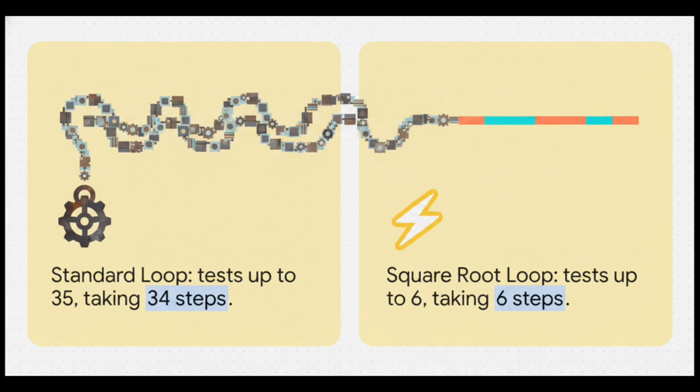But mathematically, factors repeat after the square root of a number. So instead of testing all the way up to 35, we only need to test up to the square root of 36, which is 6. We literally just slashed the computer's workload from 34 steps down to just 6 steps. That is the power of optimized logic.